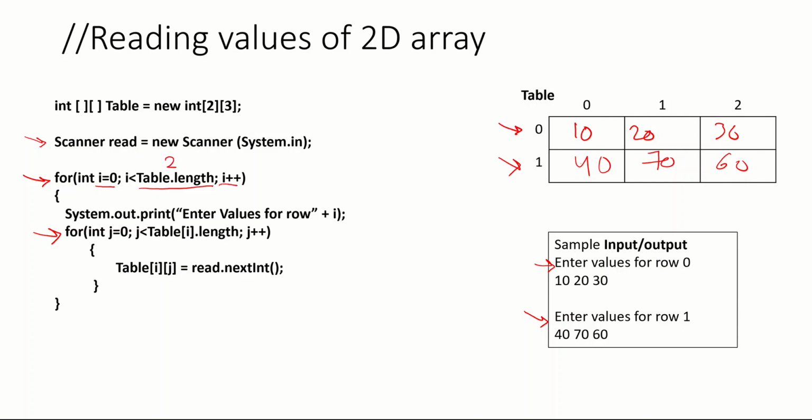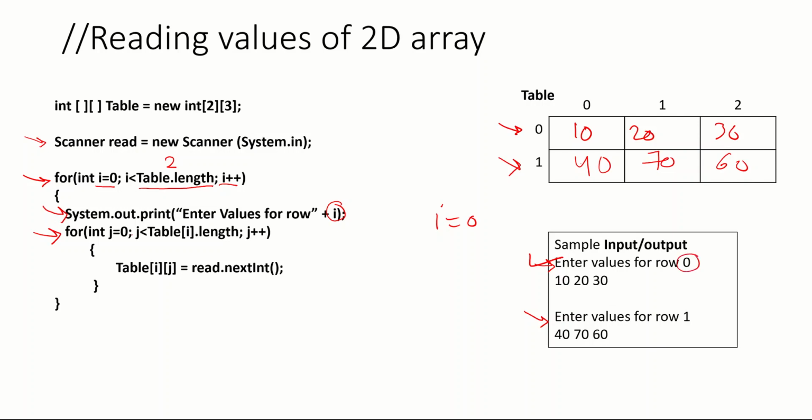Now the first thing, once you start your i loop, which is for each row, we need to output a message: system.out.print, enter the values for which row. That's why this statement will be repeated only at the beginning of the row. When i equals 0, it will output a message saying enter values for row, and because i is 0, we will have the value 0 here.